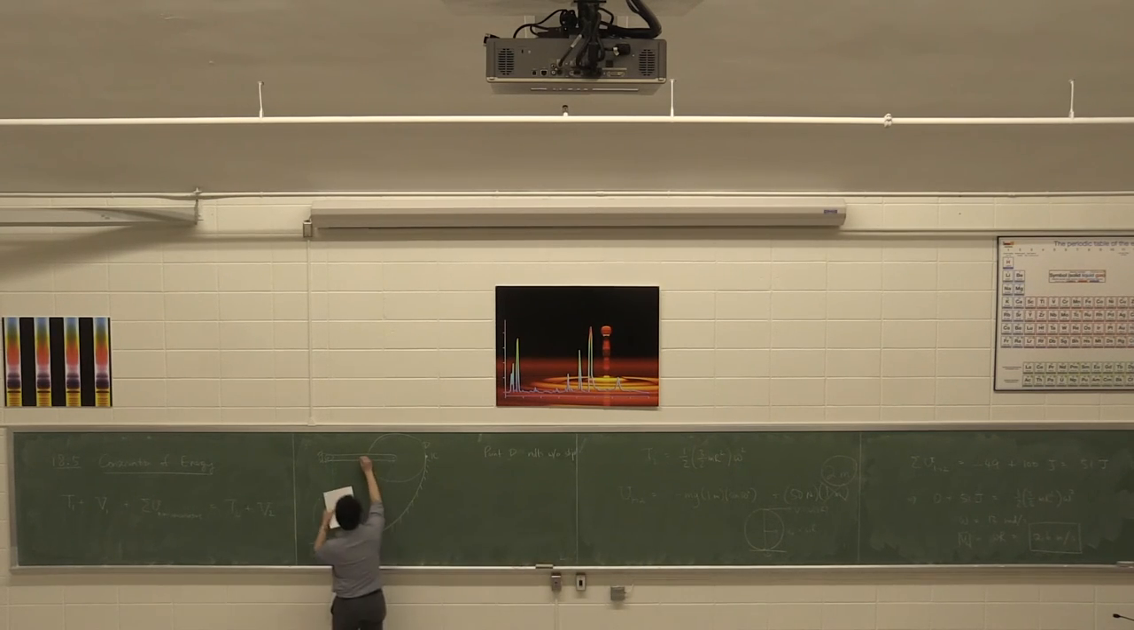And here are my other locations. Here's G of my slender rod. Point A is my fixed point. And point B is the center of the disk. Okay? And this is called my wheel C.